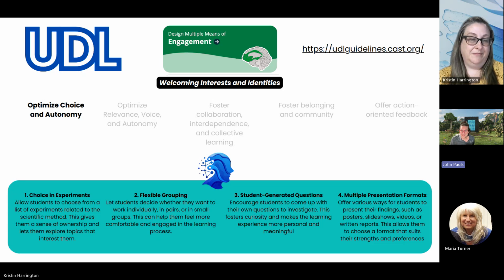And then multiple presentation formats. We know that that's a big one in creating inclusive and accessible learning opportunities is varying how we present content. So I may have a text, I may have a podcast, I may have videos, but the different kinds of presentation modalities is just going to help me meet more learners' needs. And so according to Copilot, offer various ways for students to present their findings, such as posters, slideshows, videos, or written reports. This allows them to choose a format that suits their strengths and preferences.